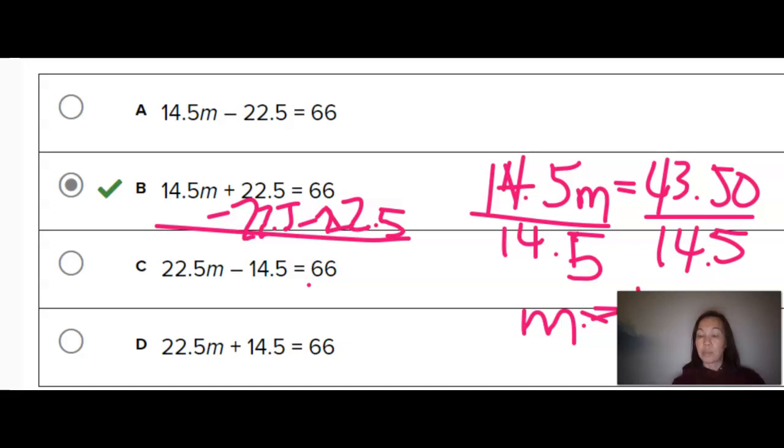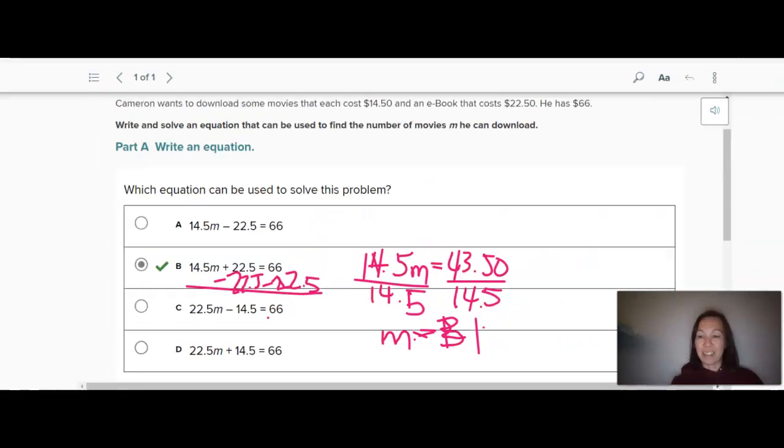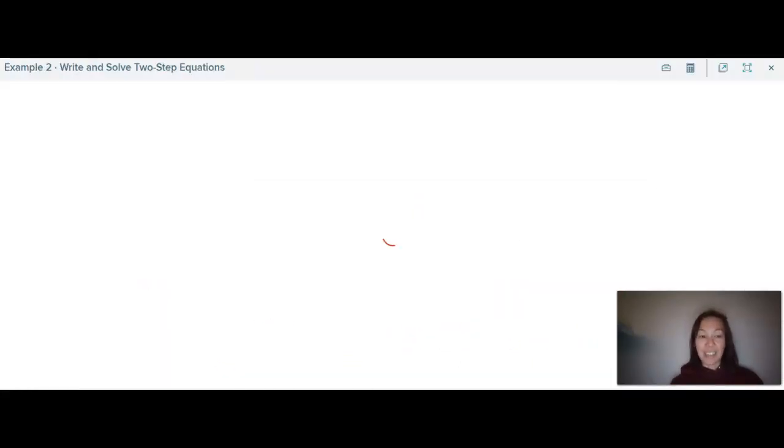3 movies. Not 1, 3. Not B. Anyway, you heard me. 3 is the correct answer. Not 31. 3 movies. Alright, let's look at another example.